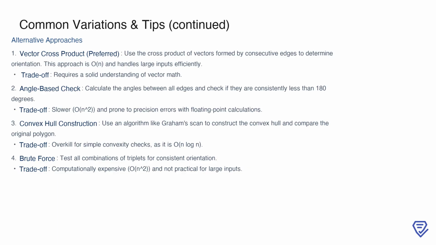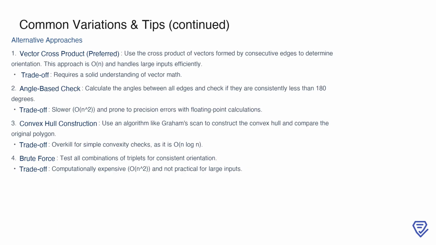Another option is the angle-based check, where you calculate the angles between all edges and ensure they are consistently less than 180 degrees. While conceptually straightforward, this method is slower, with a time complexity of O(n²), and is prone to floating point precision errors. A third approach involves constructing the convex hull using algorithms like Graham's scan and comparing it with the original polygon. Although effective, this solution is overkill for simple convexity checks and has a higher complexity of O(n log n).